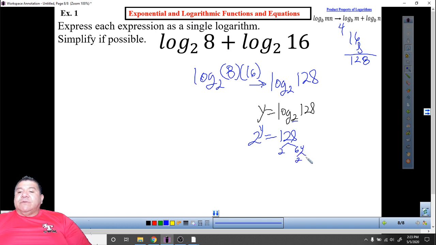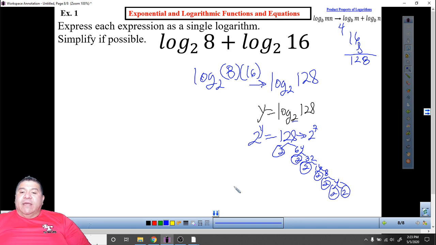64 divided by 2 is 32. 32 divided by 2 is 16. 16 divided by 2 is 8. 8 divided by 2 is 4. And 4 divided by 2 is 2. So we got 1, 2, 3, 4, 5, 6, 7. So this side is 2 to the 7th.